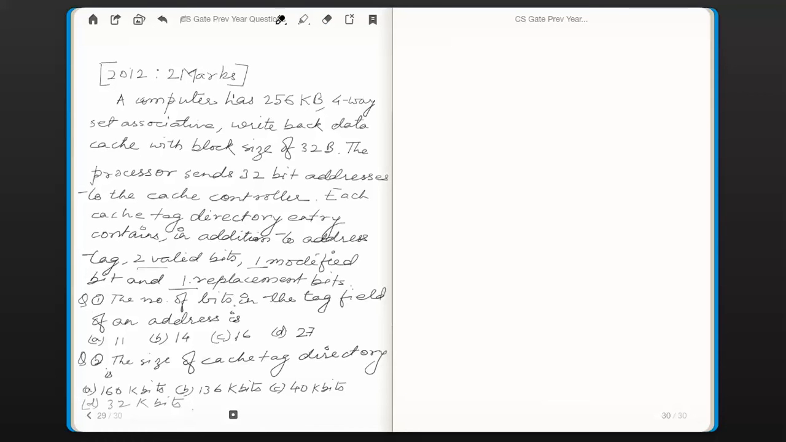The number of bits in the tag field of an address is, this is the first question, we need to find out the size of the tag field, and the second question is the size of cache tag directory. So we need to find out the total size of metadata in the cache.